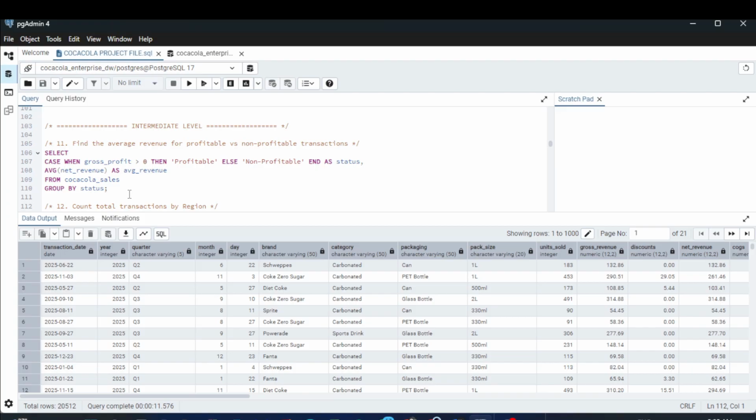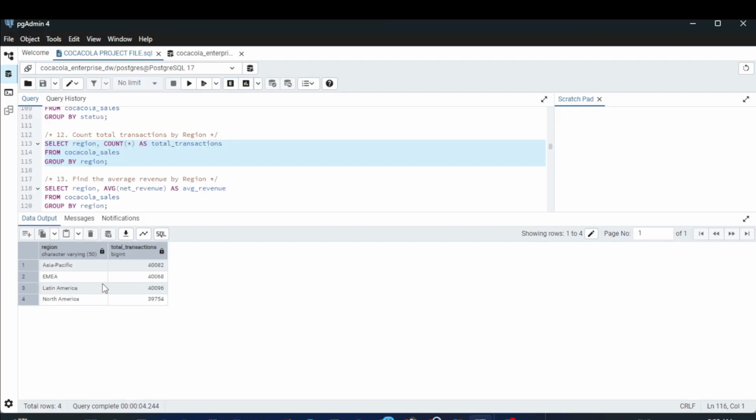The next question says we should count the total transactions by region. So select region, count as total transaction from Coca-Cola sales. We want to find the total transaction count by region. Now Asia region has 40,082 transactions. IMA has this. Like that, all of them have their transactions.